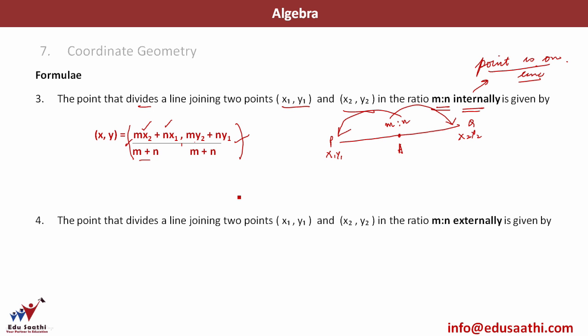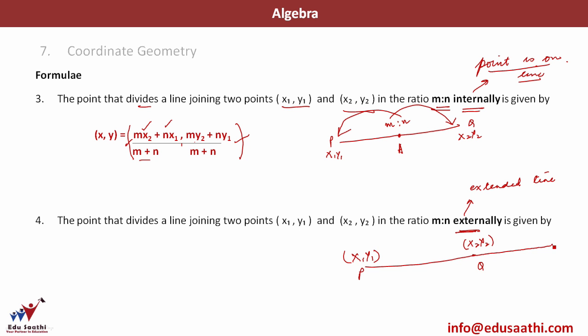If the same point does not lie on the line but divides externally, externally means the point is not on the line, the point is on the extended line. This is very important, the extended line. Let's take an example. This is the line PQ that you have. The coordinates of P are x1, y1, and for Q it is x2, y2.